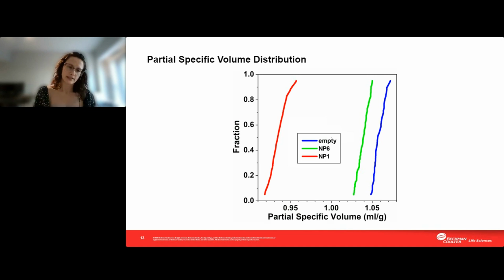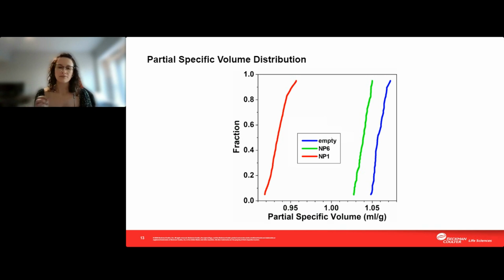The next thing that you can see here is that as we added in more RNA to get to our NP1 sample, our partial specific volume decreased. And that makes sense because the addition of RNA is more dense, and so gives a lower partial specific volume. So you start to get that shift of the overloaded NP1 samples towards a lower partial specific volume. And then the empty LNPs, shown in blue, have no RNA in them and therefore have the highest partial specific volume.